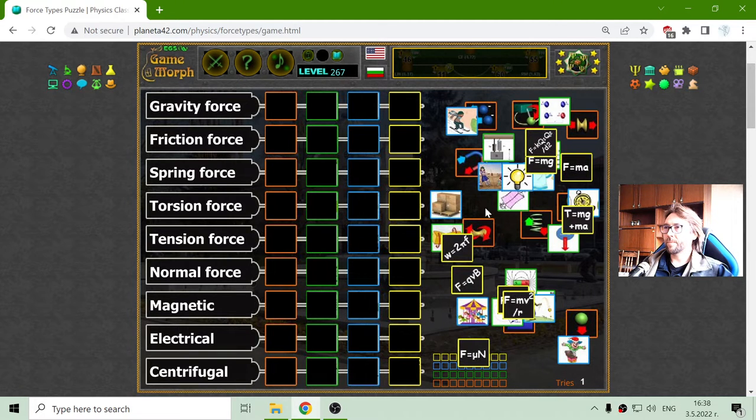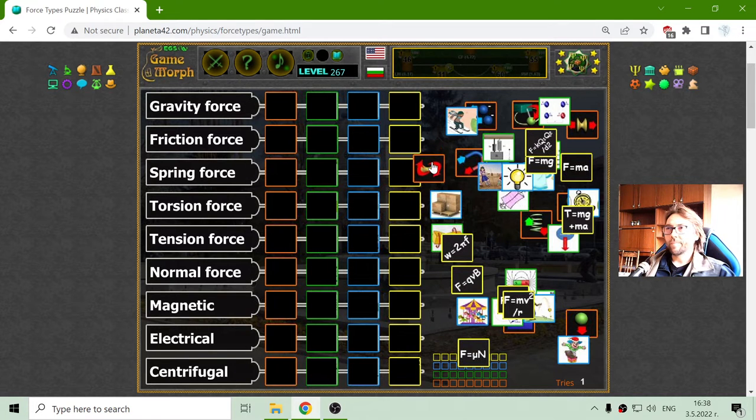Okay, let me try. Alright, let me check it. The gravity force, friction, spring, tension, torsion, normal force, magnetic, electrical and centrifugal force. The first part, which will be the easiest, is to sort the red squares.